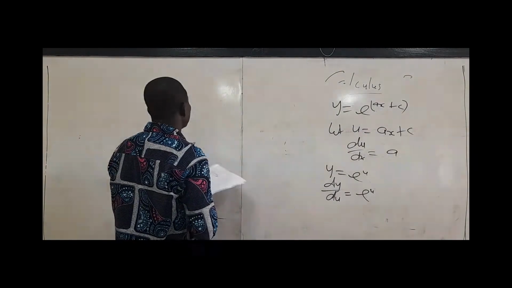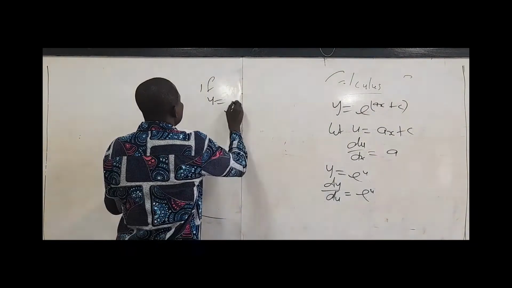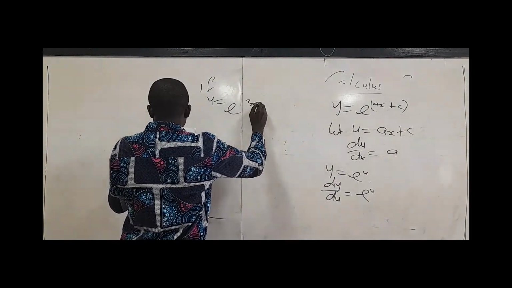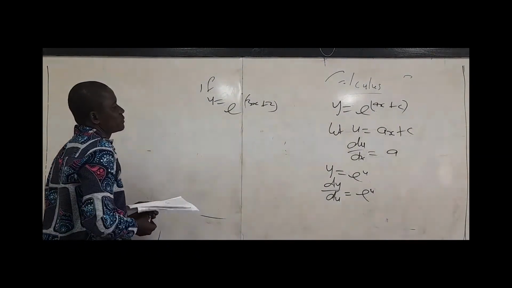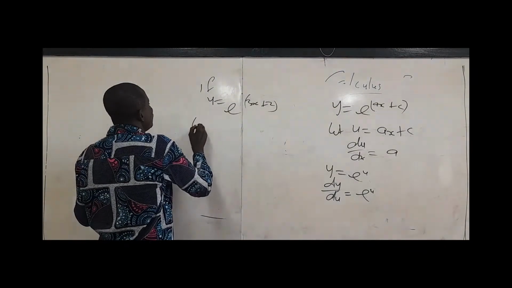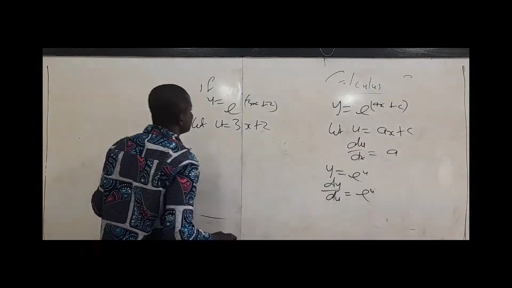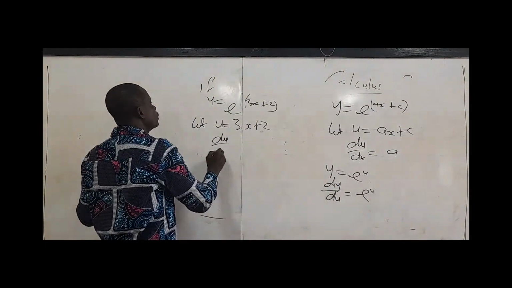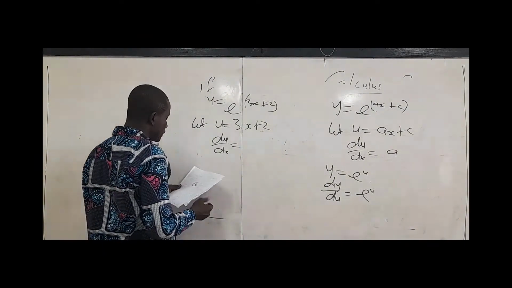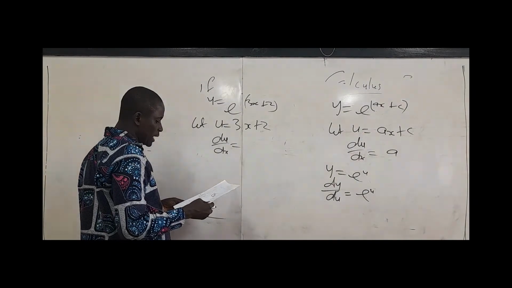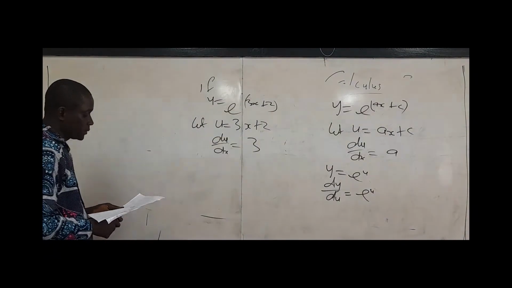Let me see if I'll be able to get some. If y is equal to e to the power 3x plus 2, you say we should find dy/dx. So what do we do? We let u be equal to 3x plus 2, right? So du/dx will be what? Check it for me. What is going to be the du/dx? du/dx is going to be 3. That's the first step. Okay?